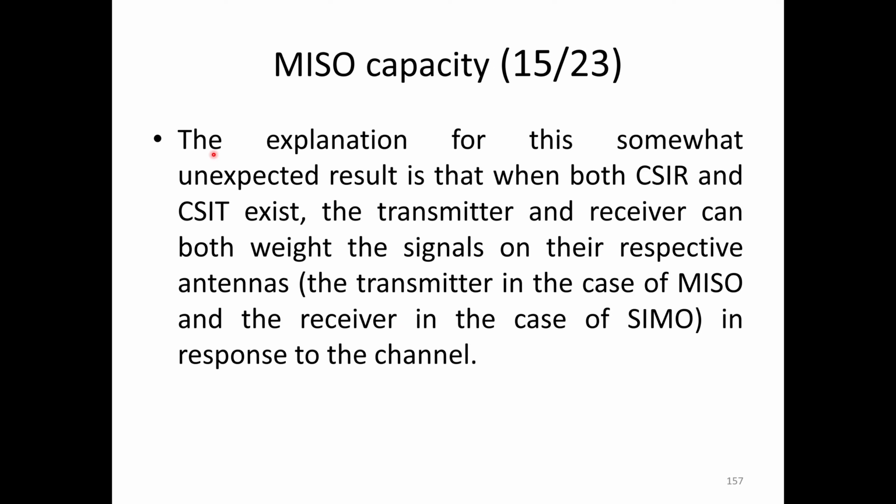Next page. The explanation for this somewhat unexpected result is that when both CSIR and CSIT exist, the transmitter and the receiver can both weight the signals on their respective antennas: the transmitter in the case of MISO and the receiver in the case of SIMO, in response to the channel. Next page.